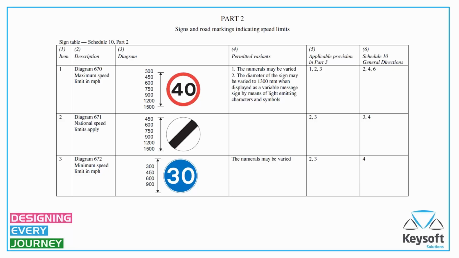And in this particular case, the sign heights are actually against each individual sign. And these Schedule 10 signs, again, they're regulatory, but they are signs and road markings indicating speed limits. So those regulatory signs are in an entirely separate schedule themselves.